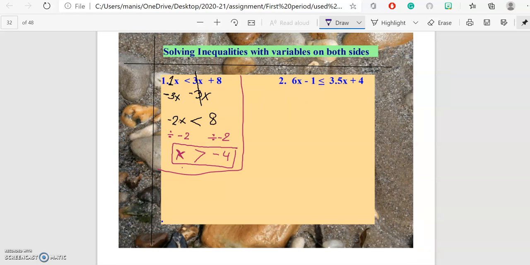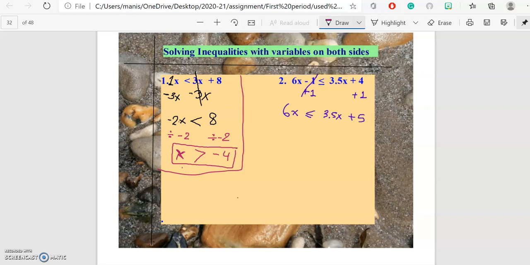Let's look at another problem. It is 6x minus 1 is less than or equal to 3.5x plus 4. So I will try to get rid of this negative 1 over here. I will add 1 to both sides. Remember, we always solve inequalities like we are solving equations. So negative 1 plus 1 will be cancelled out. It will be 6x with my less than or equal to inequality symbol, 3.5x, and 4 plus 1 is what? It is 5.